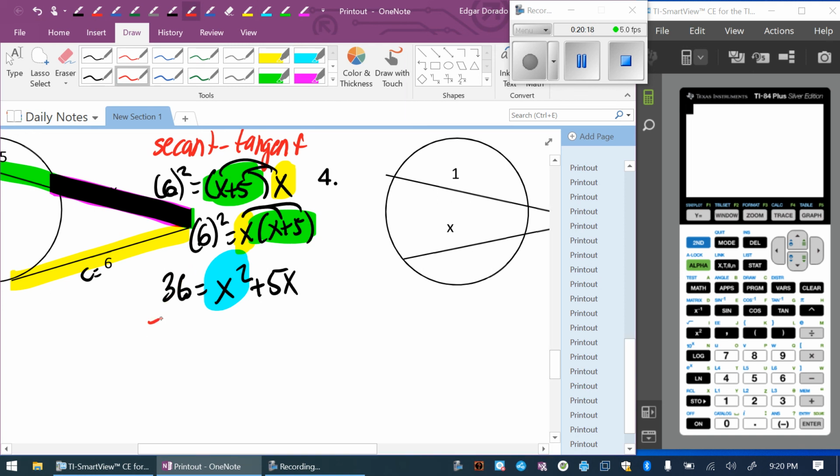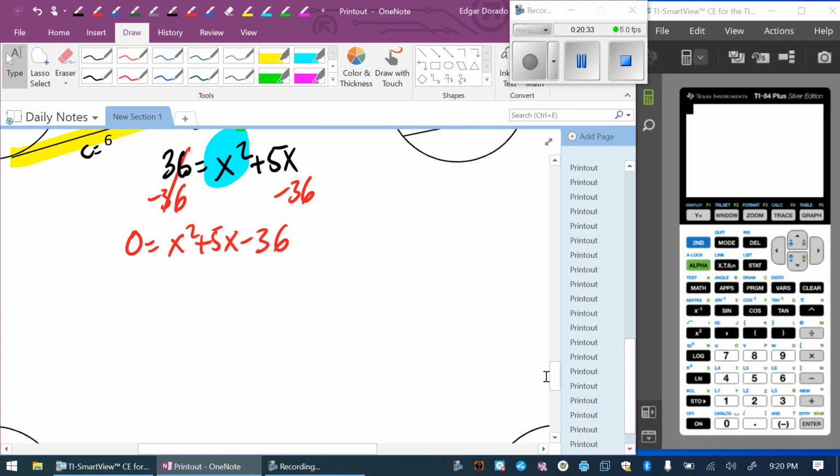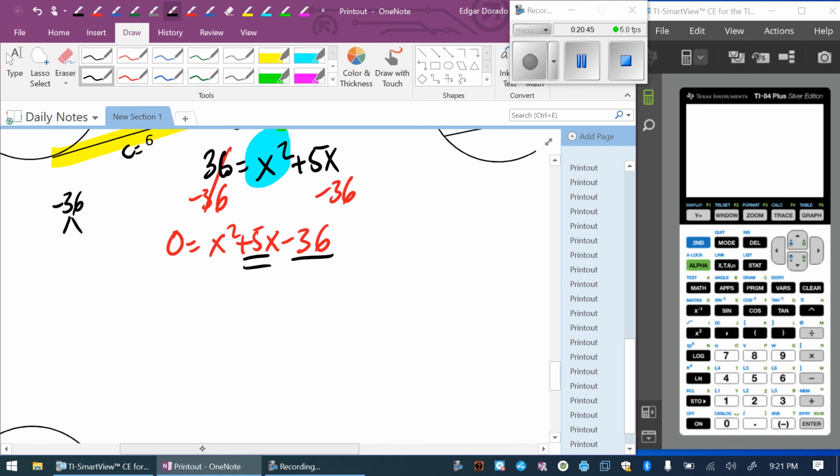So how are we going to do that? I'm going to subtract 36 on both sides. That's going to give me 0 equals x squared plus 5x minus 36. And look at that. That's a quadratic trinomial, and I can actually go ahead and factor that. I don't even have to use the quadratic formula, guys. All you're looking for are two numbers that multiply to be negative 36, but that add to be a positive 5? Well, let's see.